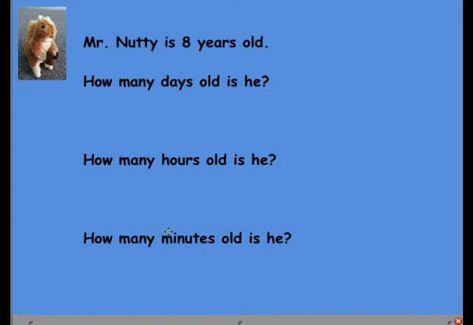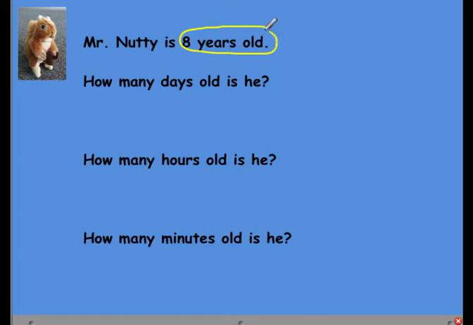So how are we going to do all that? Well, one step at a time here. Let's start with what we know. I'm going to switch my pen color just to make it a little easier for you to see here. Let's do yellow. Let's start with circling what we know. We know that Mr. Nutty is 8 years old.